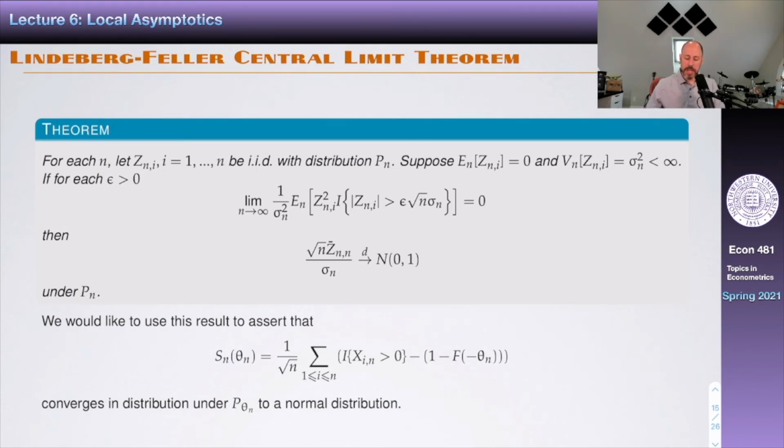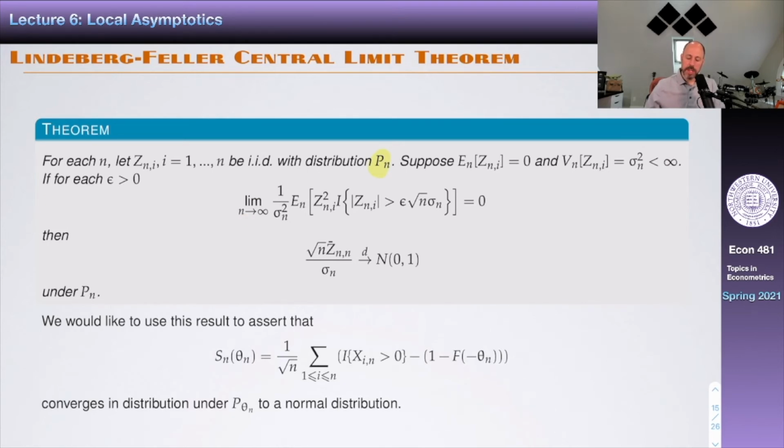For each n, let Z_i, i from 1 to n, be IID with distribution Pn. Notice that here we're allowing the distribution to change with n. And we're going to suppose that this random variable Zn is properly centered for every n. The expected value of this is 0. And we're going to assume that the variance of this random variable, which may change with n, is finite for all n.